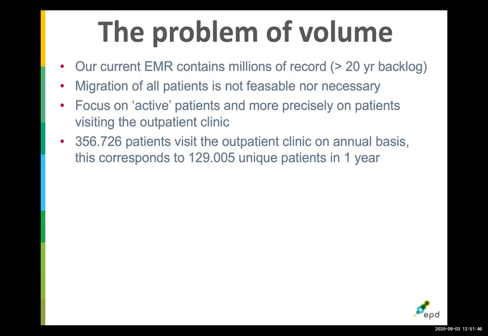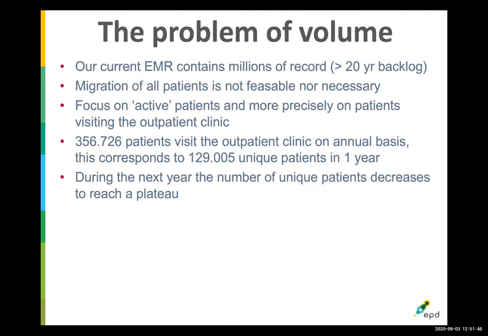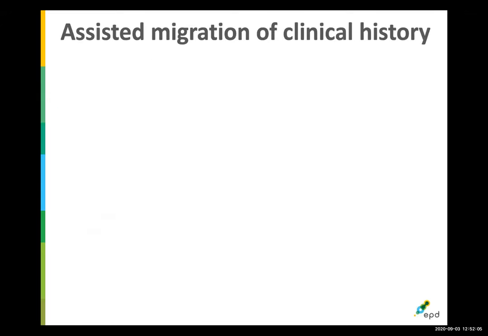We calculated that around 350,000 patients would visit the outpatient clinic in 1 year, and that would correspond to 129,000 unique patients. And if you go on, you would see that the number of unique or new patients that come to the clinic will decrease to a plateau. And from the third year, we assume that the plateau is reached. So that means that at least 2 years of migration should be done to be safe.